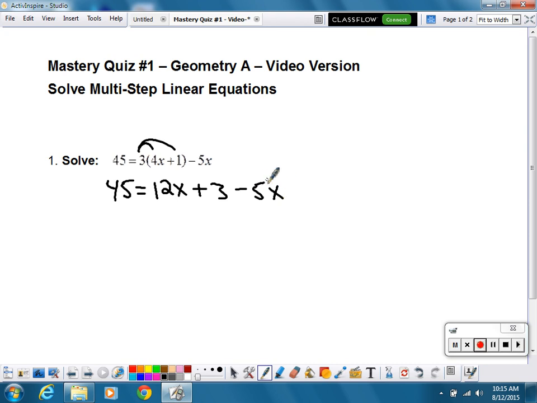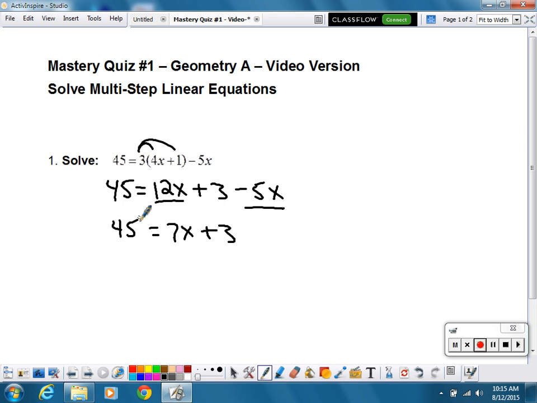Right now I want to look at my equation and see if there's any terms that I can combine. And over here I notice I've got a 12x and a minus 5x, so I can combine those to get 7x plus that 3 that's still there. Then I've got a 45 still on the left side there. Now I've got my variable all by itself on one side of the equation.